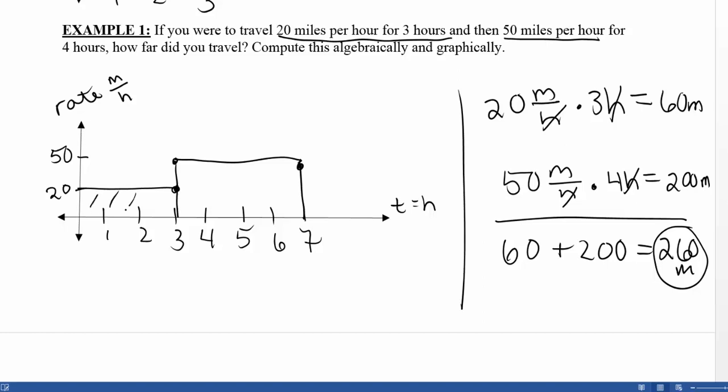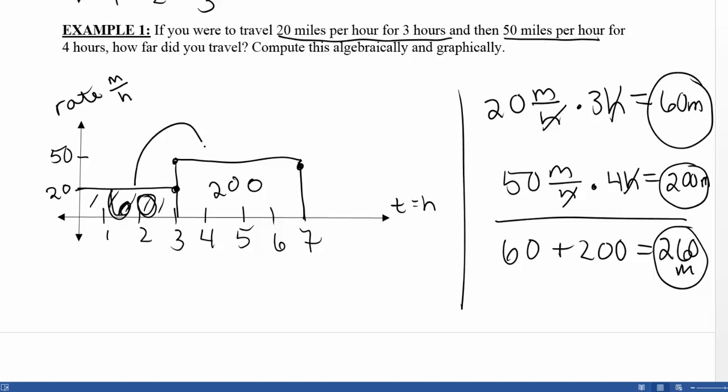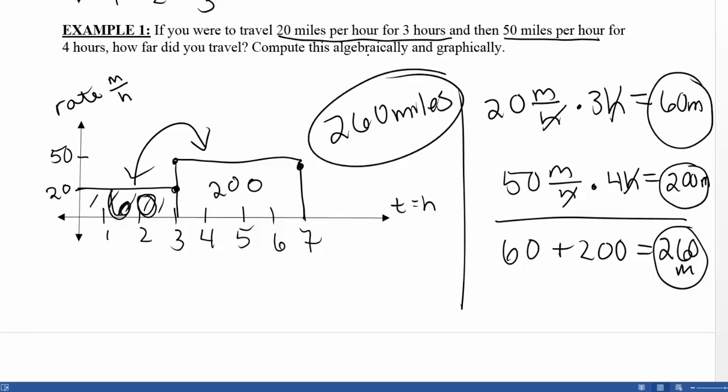So this first rectangle, my width is 3 units and my height is 20. So that gives me an area of 60, which represents the 60 that I got over here algebraically. And then from time 3 to 7, the width is 4 units and the height is 50 units, which gives me 200, which is the same thing I got algebraically over here. And adding up these areas, again, I get 260 miles. So again, I'm able to graphically and algebraically solve by using my derivative, which here is a velocity, in order to find out the information I need.